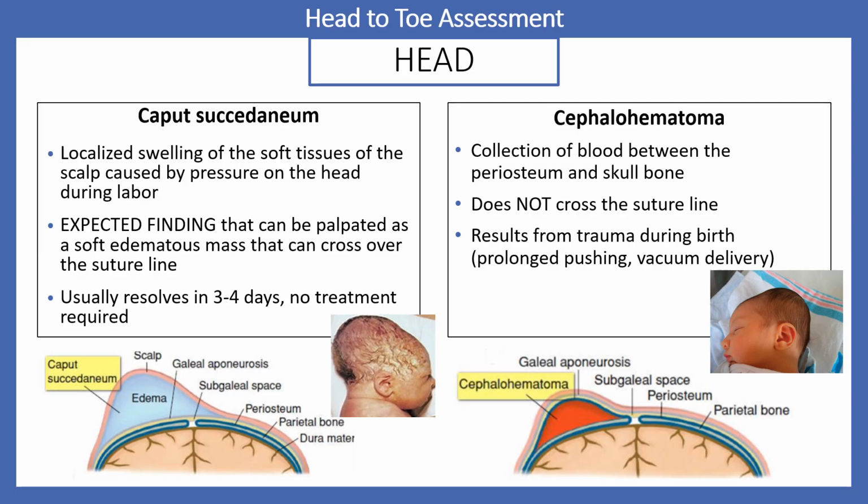A cephalohematoma is a collection of blood between the periosteum and the skull bone. A cephalohematoma does not cross the suture lines and results from trauma during birth, such as prolonged pushing or a vacuum delivery. A nurse needs to know the differences between caput and cephalohematoma. A newborn with a hematoma, a collection of blood, is at higher risk for jaundice.